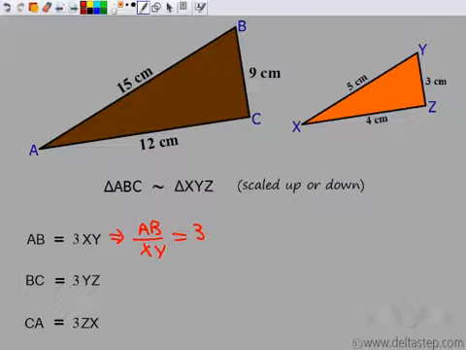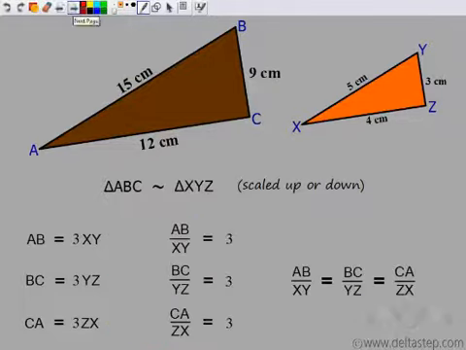AB by XY is 3. Similarly, from here I can say that BC by YZ is also 3. And from the last one, which is CA is equal to 3 times ZX, I can say that CA when divided by ZX would also be 3. So I see that the ratio of the sides AB to XY, AC to ZX and BC to YZ, the ratio of the sides is the same. It's 3 in each case.